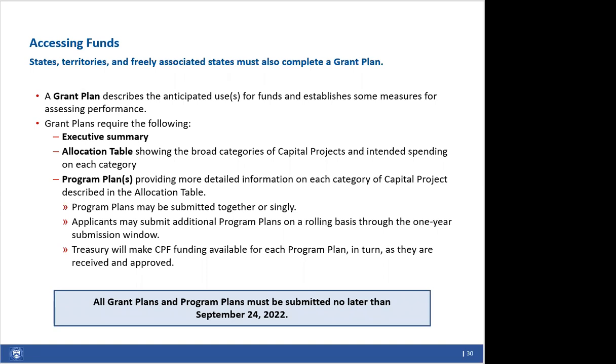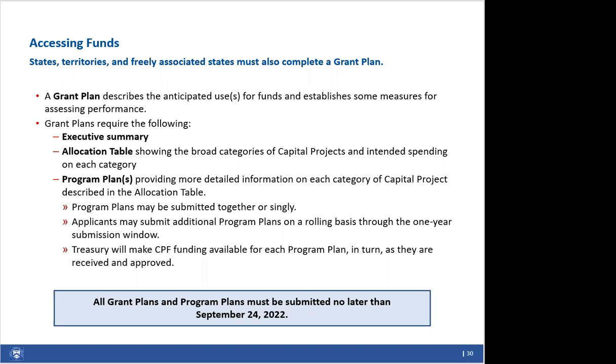Grant plans will include the following components: an executive summary that provides an overview of the programs and projects that will be funded through the Capital Projects Fund, an allocation table showing the broad categories of projects and intended spending on each, and one or more program plans that provide more detailed information on each broad category of projects that's included in the allocation table. So to summarize, every applicant will have one grant plan, and that grant plan will contain one or more program plans, and the program plans have projects that you finance within them.